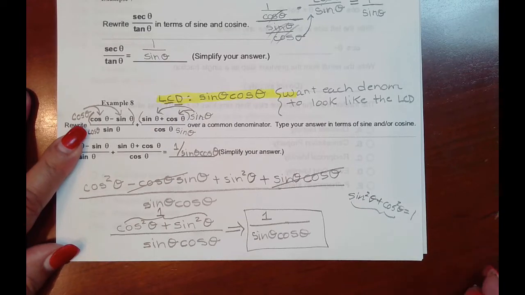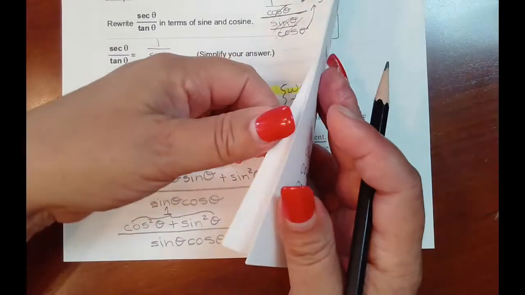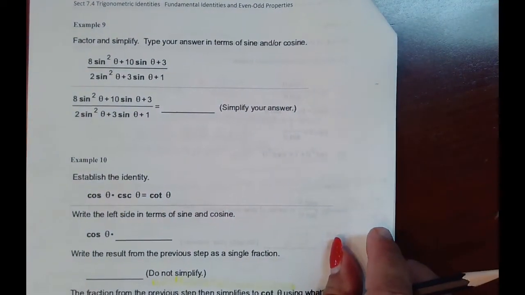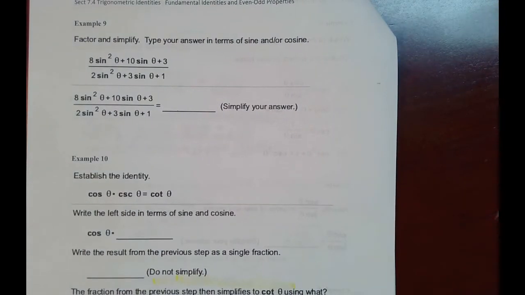Okay, moving on to example 9. In example 9, it says factor and simplify. Type your answer in terms of sine and or cosine.